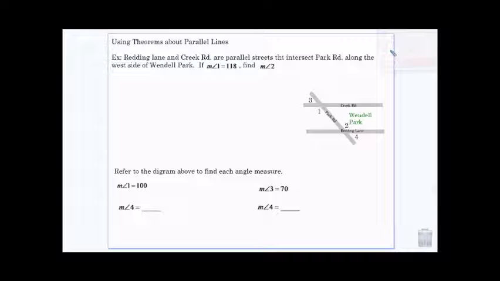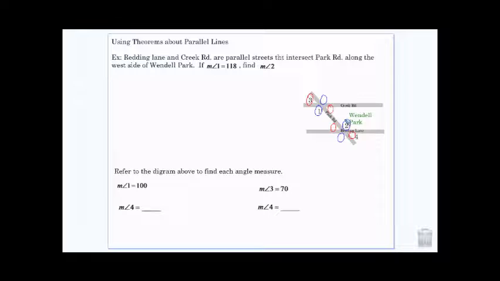Can't read that very well, but this was Creek Road, and that's Reading Lane surrounding Wendell Park. And Park Road is their transversal. If angle 1 is 118, we want to find angle 2. So what I always do is I go through and mark my checkerboard. So all of those are going to be the same, and all of these are going to be the same.